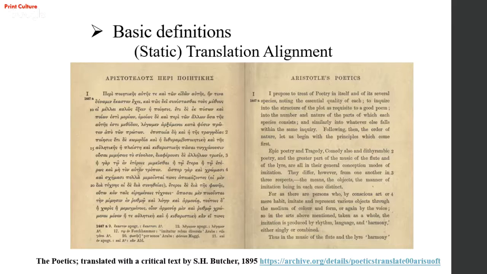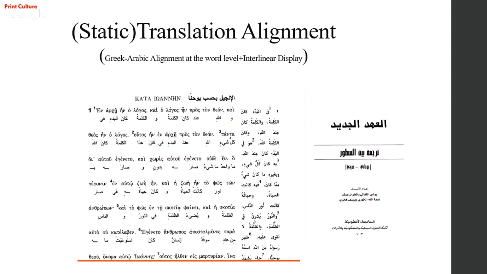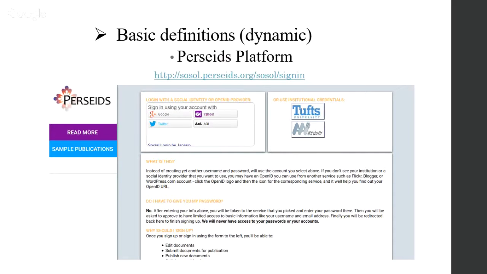Another example here is Greek-Arabic alignment at the word level. So you have the Greek in the first line, and in the second line you have the Arabic of each Greek word, and so on. And you have an interlinear display also, but this again is a static translation alignment. But now we do have, thanks to the efforts of our colleagues at Tufts and Leipzig, a very powerful tool, which is called the Perseids Platform.